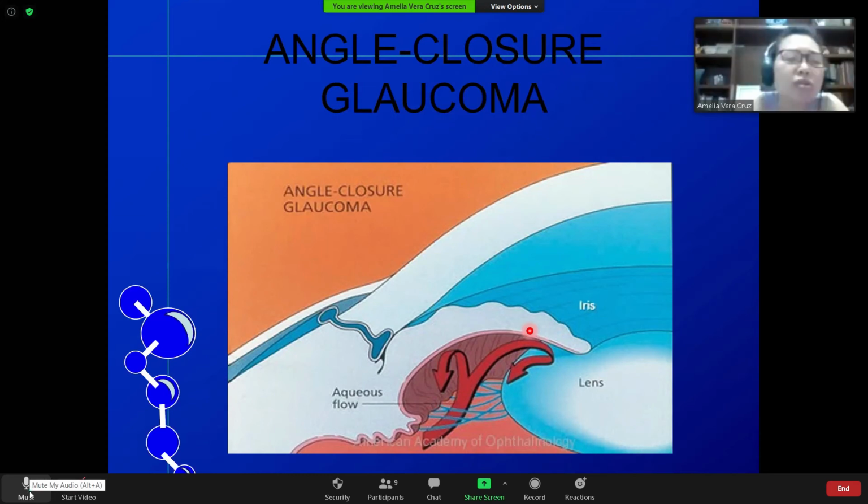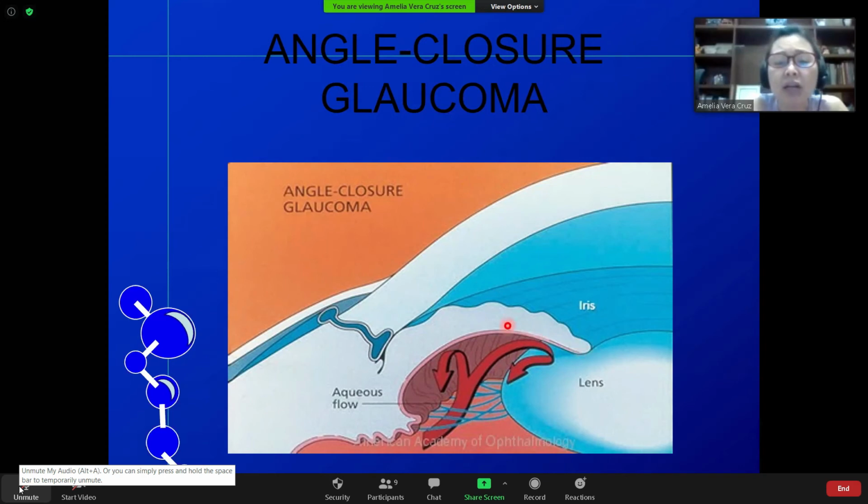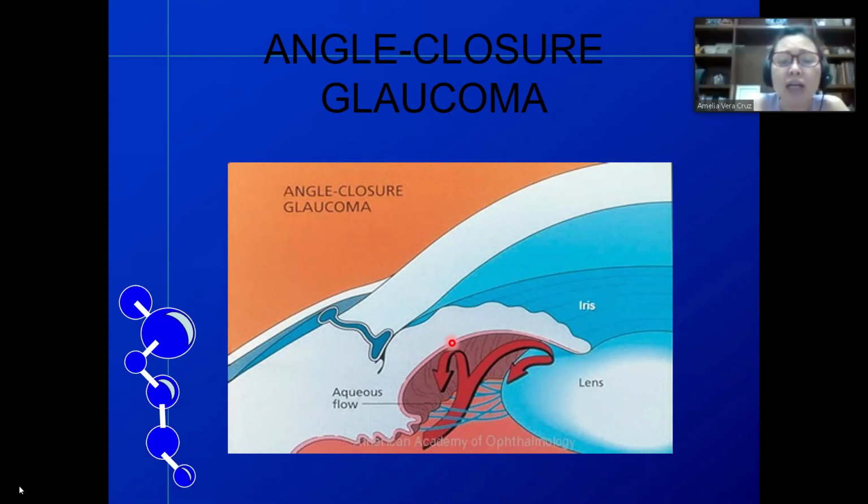It will cause pupillary constriction. Okay, so ito, mid-dilated. Ngayon, the pilocarpine will cause constriction. So, the pilocarpine will pull this one, will pull that one.